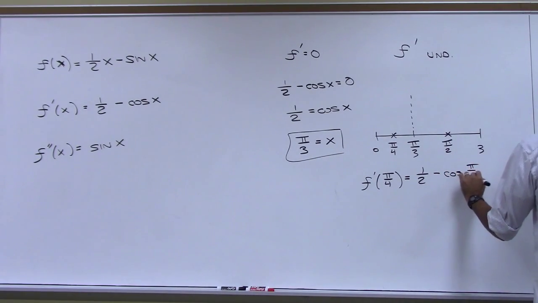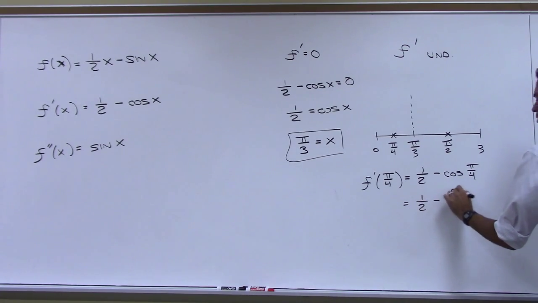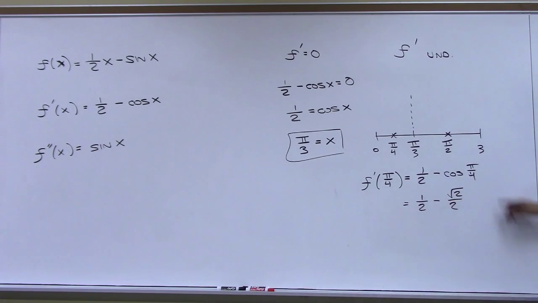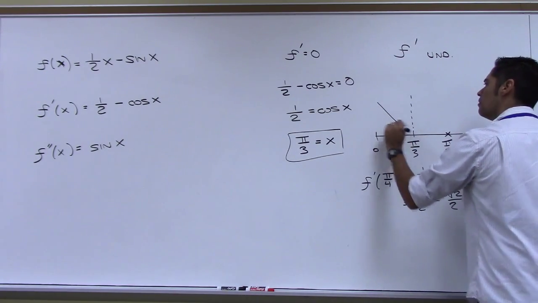Cosine of pi over 4. So this is 1/2 minus root 2 over 2. That's cosine of pi over 4. Common denominator is already here, so 1 minus root 2 over 2 is what that is, right? And 1 take away root 2 is a negative number divided by a positive number. So this is a negative number, right? So this is less than 0. So that tells me that my original function here is going down.